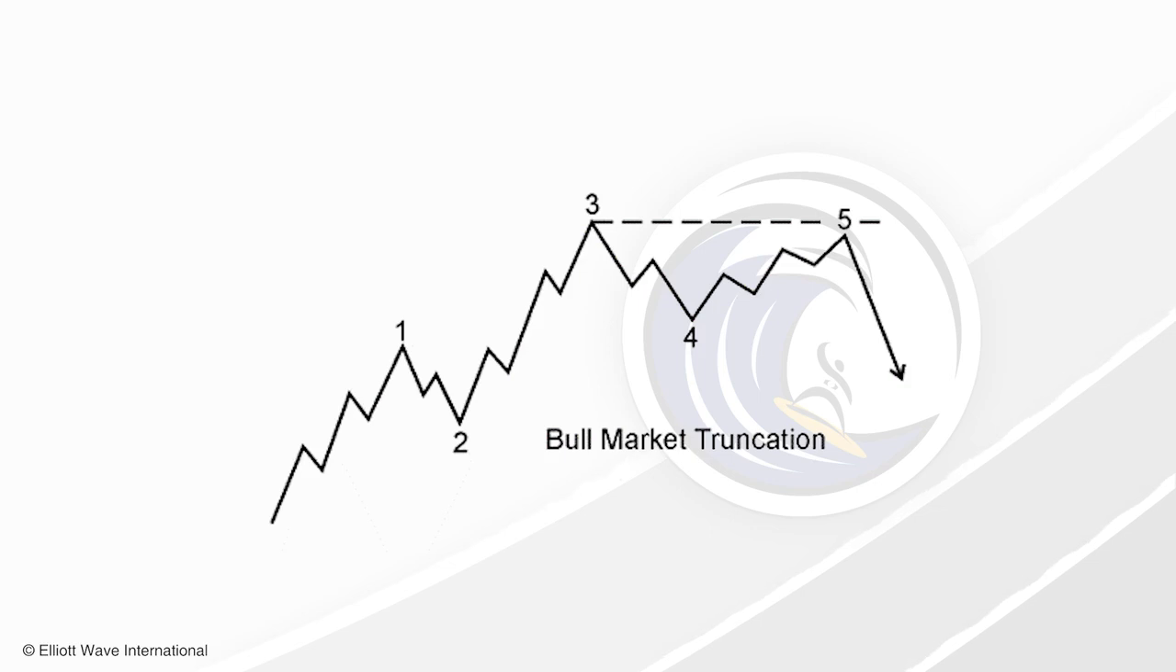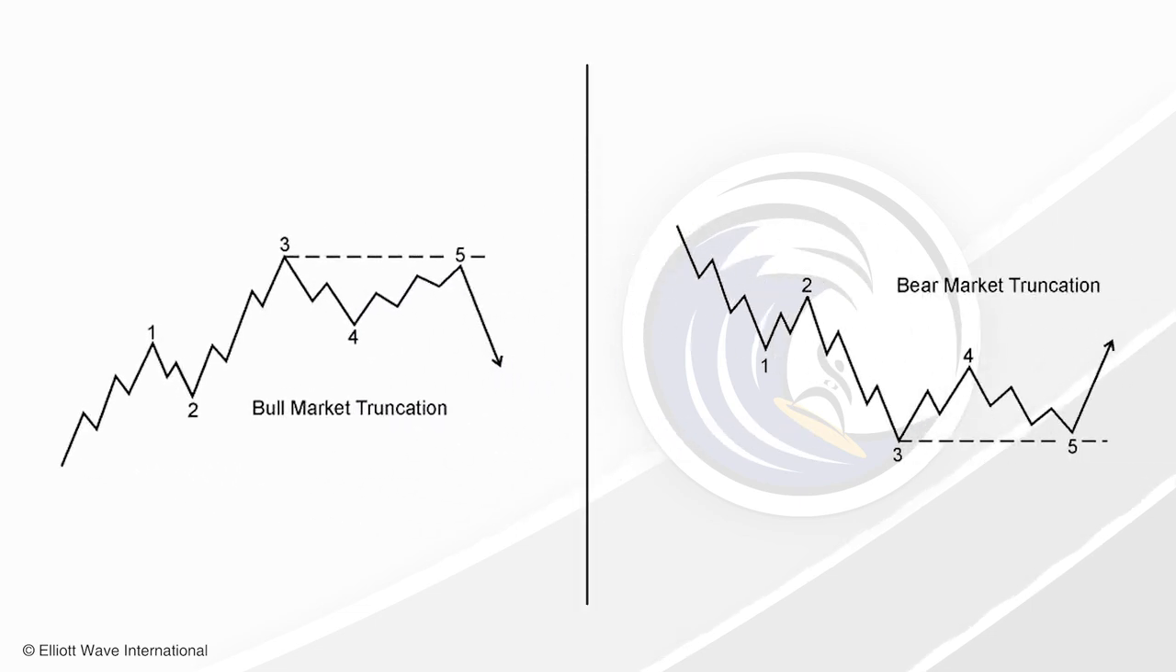We also have with impulse waves what we call truncated waves. A truncation occurs where the fifth wave does not terminate beyond the termination point of wave 3, as shown on these diagrams in a bull market example and a bear market example. A truncated wave has the same characteristics as any other impulse wave. It subdivides into 5 waves, but it does not terminate beyond the end of wave 3.